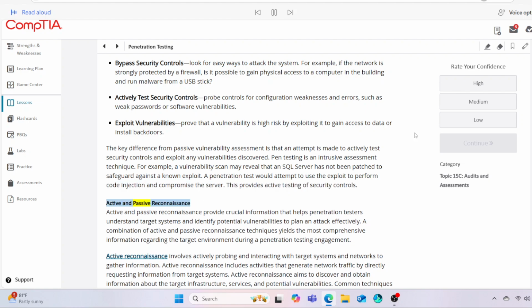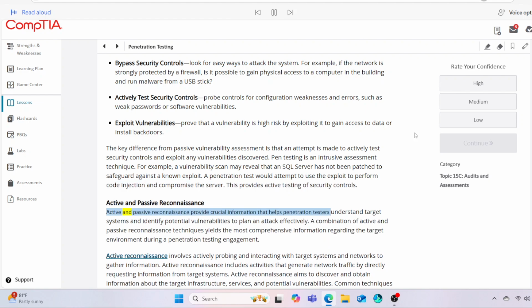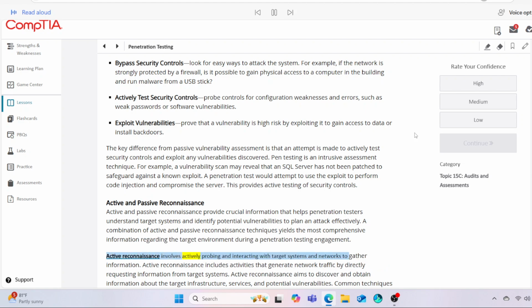Active and passive reconnaissance. Active and passive reconnaissance provide crucial information that helps penetration testers understand target systems and identify potential vulnerabilities to plan an attack effectively. A combination of active and passive reconnaissance techniques yields the most comprehensive information regarding the target environment during a penetration testing engagement. Active reconnaissance involves actively probing and interacting with target systems and networks to gather information.